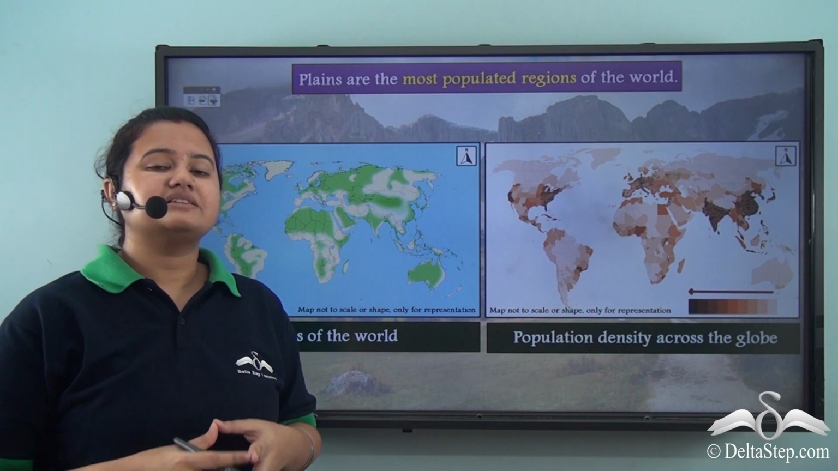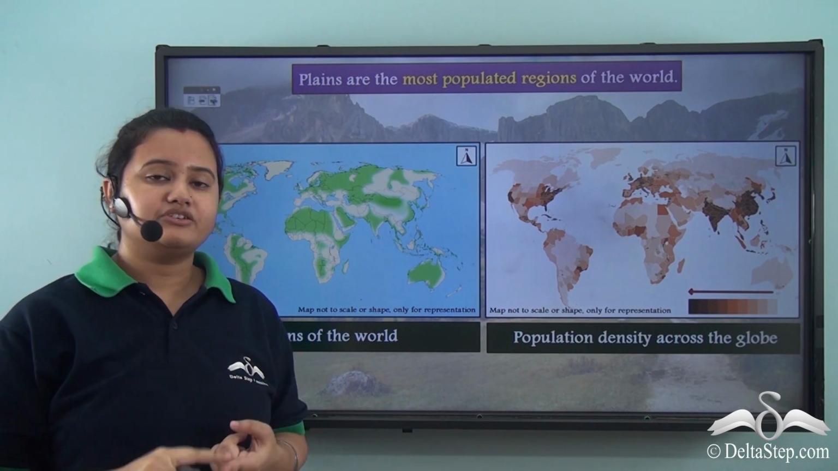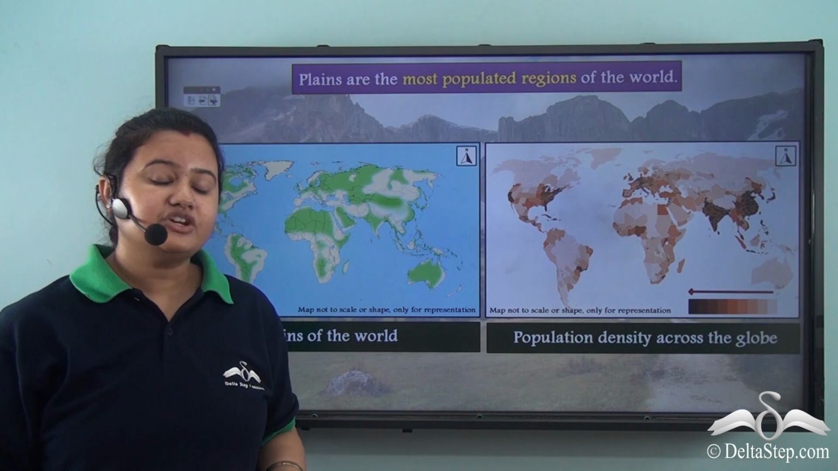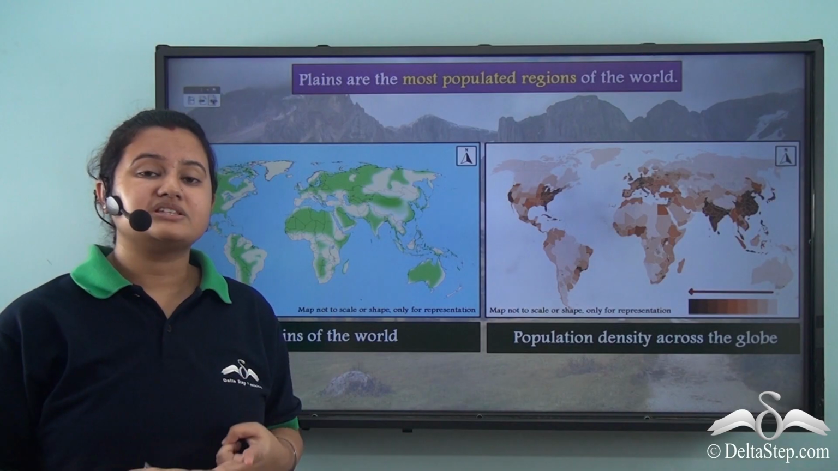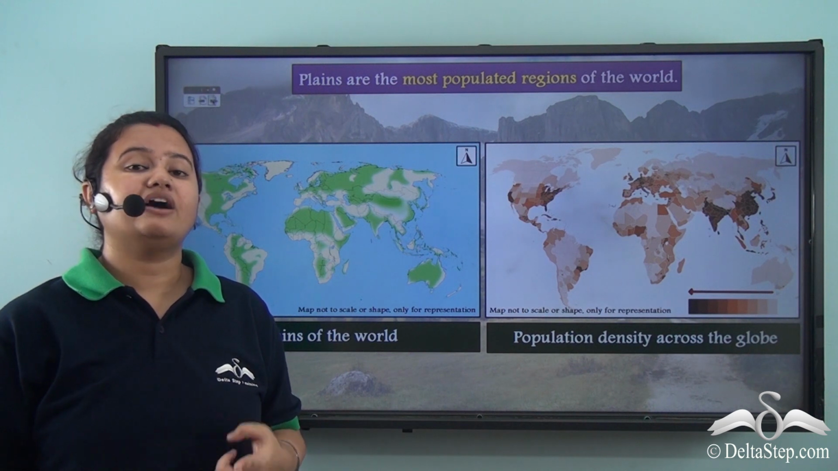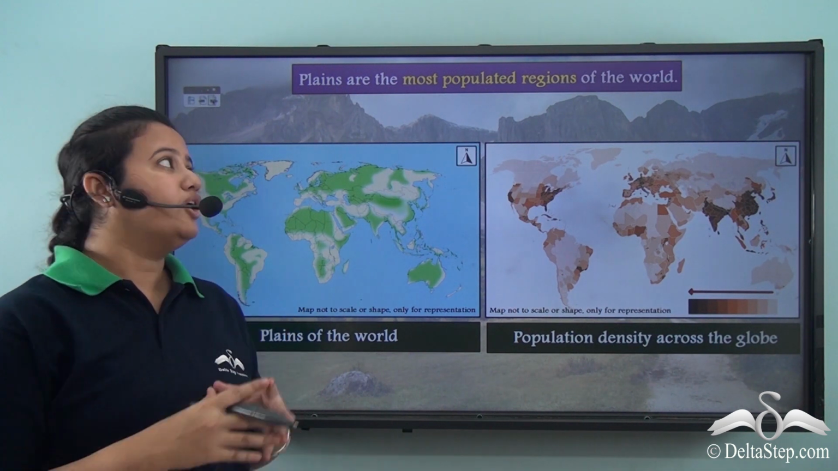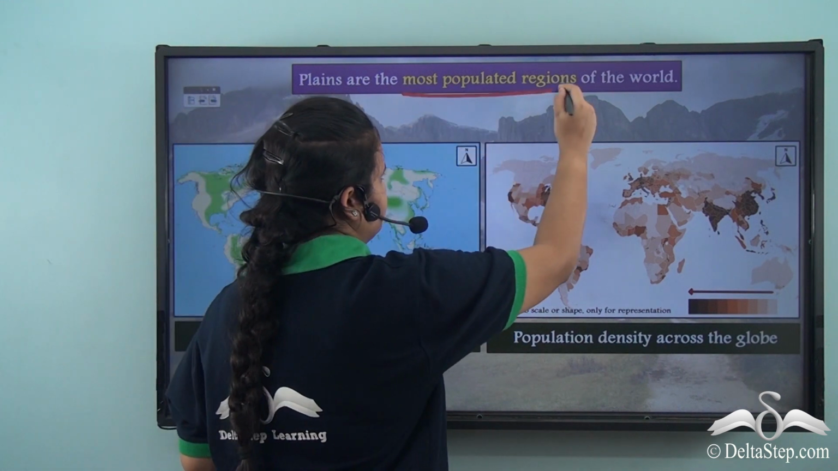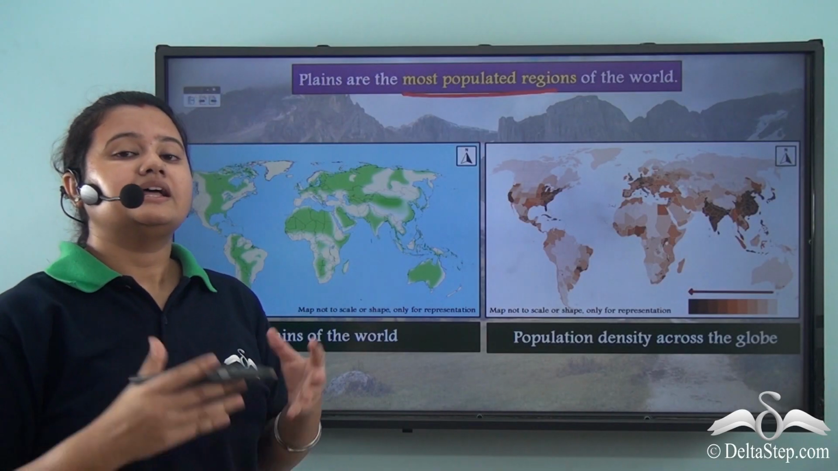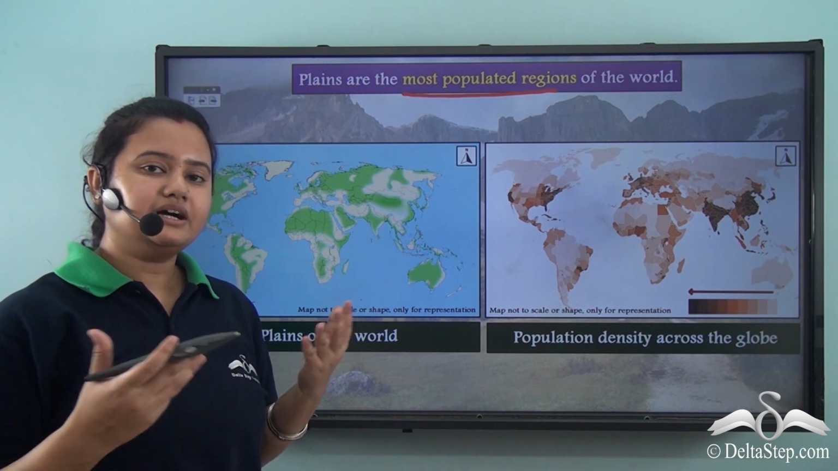Now, since plains are very useful in all aspects, that is, they are very fertile, because of which cultivation can be practiced. Again, roads and railways are quite developed in plains and also they have wide availability of water. Therefore, plains are the most populated regions of the world. This is to say that the densely populated regions of the world are mostly located in the plains.